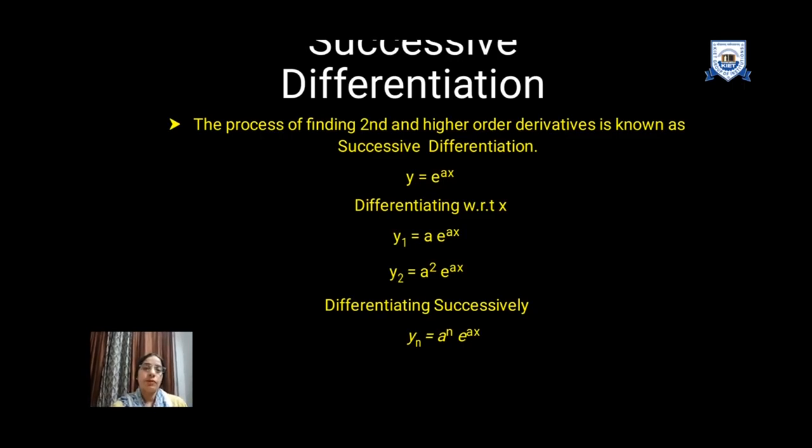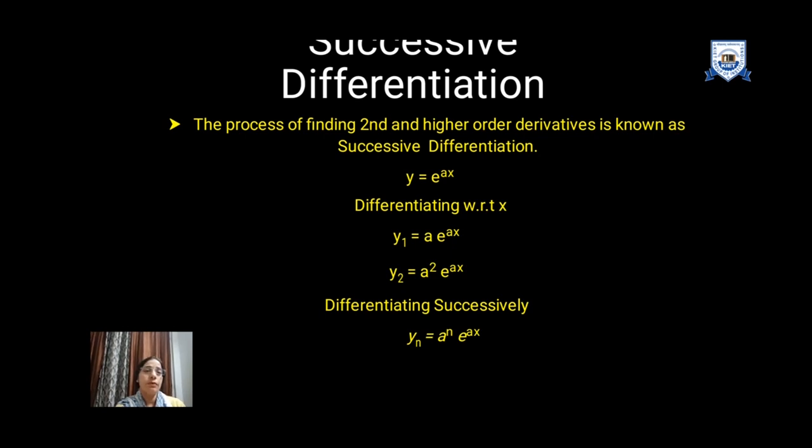If we have a function of x and we differentiate this with respect to x, again we are getting a function of x. It means we are getting dy by dx equals f dash x, and f dash x is again a function of x. So we can find its next derivative. It means we can differentiate this again. We get y2. If y2 is again a function of x, then we can differentiate this again. We get y3, y4, y5, and so on. This process of finding y2, y3, y4 and so on is known as successive differentiation.